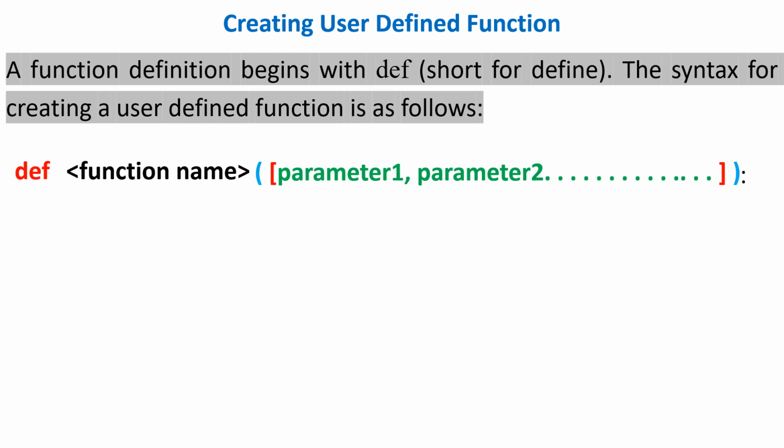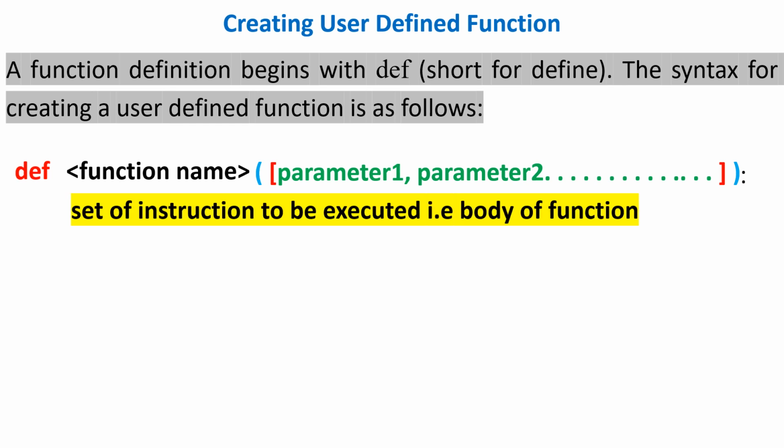Then afterwards, in the next line, you need to write one indentation space, that means one tab space. After that, you write the set of instructions to be executed, that is nothing but the body of the function. Each instruction you write here should have the same indentation space. It means if you write more than one line, all those lines should have the same indentation space. That means they belong to the function. If you write outside the indentation space, that means the function definition has ended.